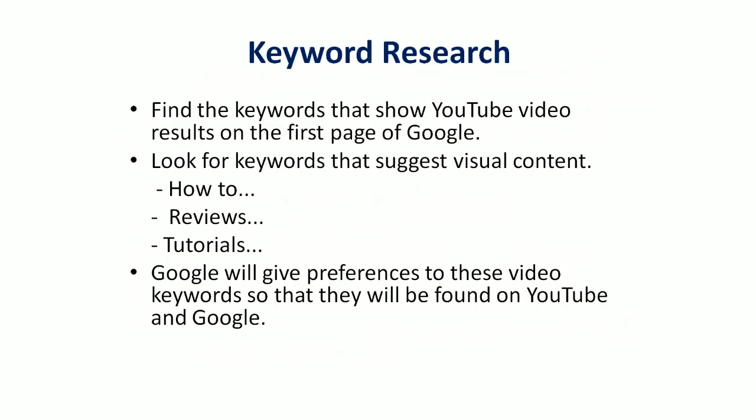Okay, so it's going to give preference to these video keywords, so that your YouTube video will be found on Google. So use these sort of terms for your headings: how-to, reviews, tutorials, anything that suggests that your target audience wants visual content. Okay, so that's very important, and Google will help promote your video.